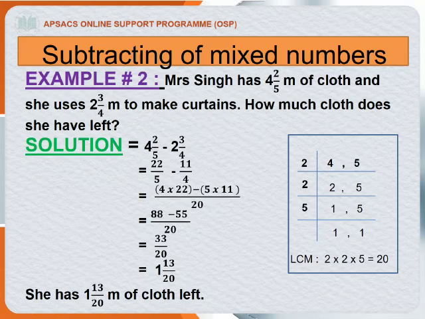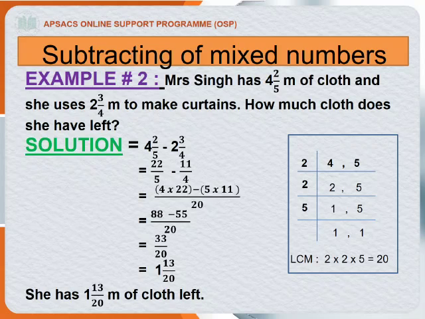Make the mixed numbers change into improper fractions. 4 5s are 20 plus 2, 22 out of 5, minus 2 multiplied by 4, 8 plus 3, 11 out of 4. Now look at the denominators. The denominators are 5 and 4. So take the LCM and make the denominators the same.